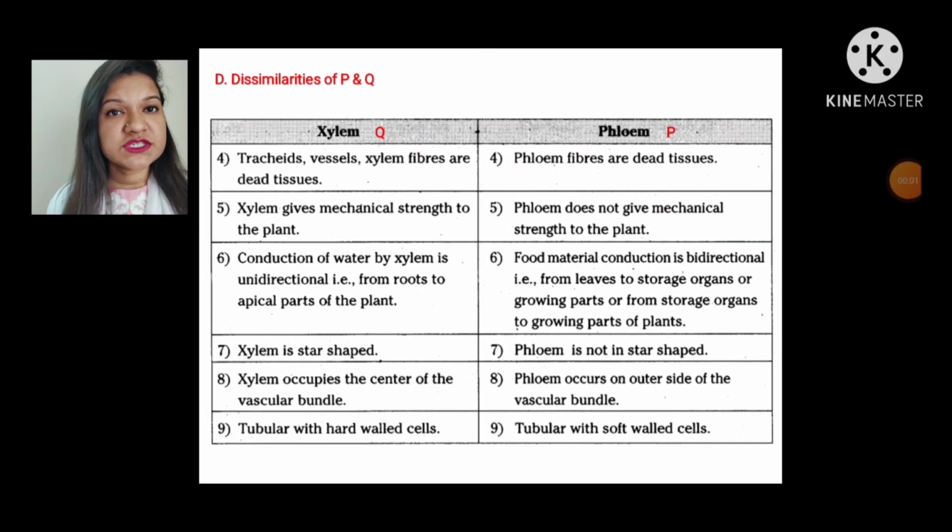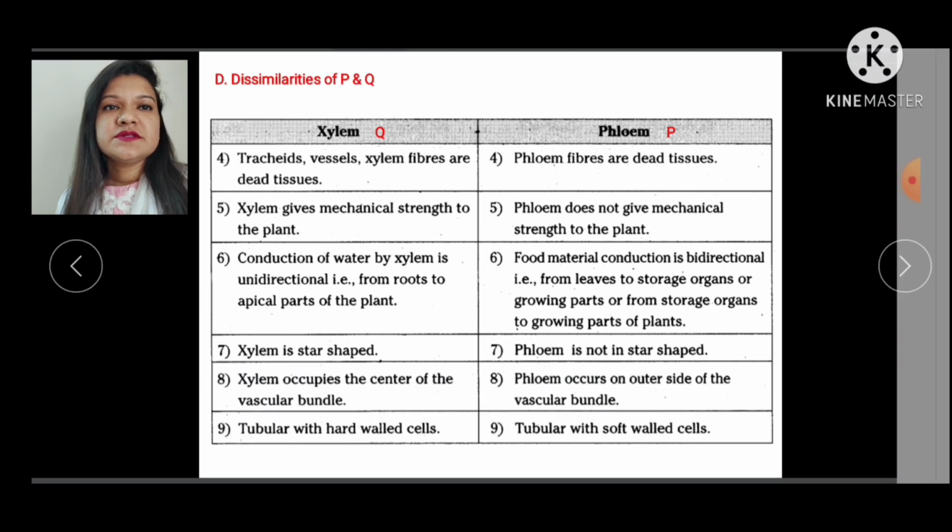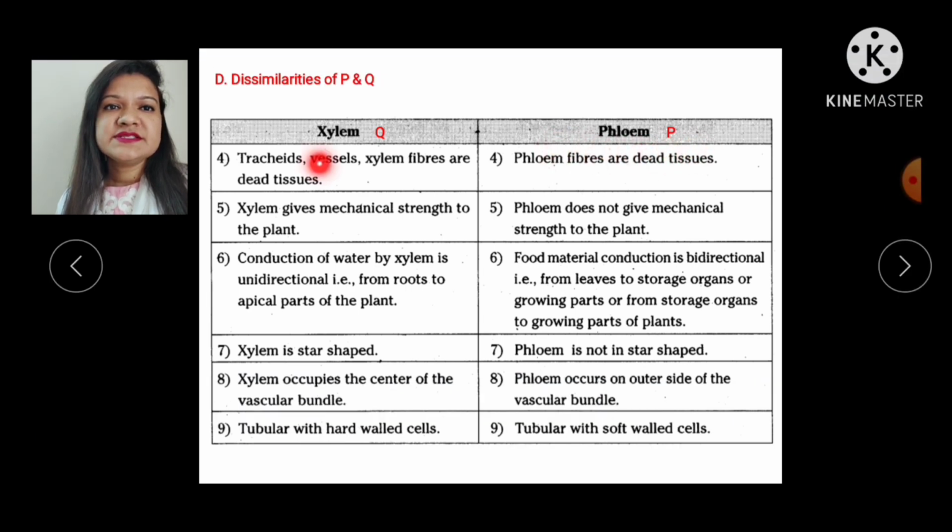Now question number D. The dissimilarities of P and Q. Our P was phloem and Q is xylem. So you have to write down the knowledge based part again, then you have to go for the dissimilarities. Phloem fibers are dead tissues, and then xylems have tracheid vessels.